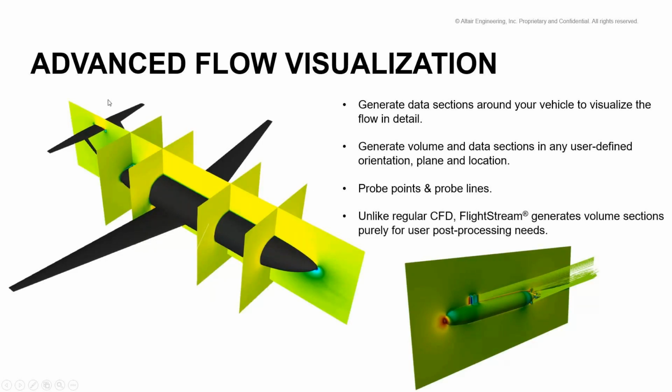So finally, coming to the advanced flow visualizations. Although we are saying from the start that the tool is based on the surface panel method, and that's why it's very fast, we are also talking about advanced flow visualization where you can generate various data sections around your vehicle to visualize the flow in great detail. You can have multiple section cuts at different locations, generate volume data, and have multiple probe points at different locations and probe lines on the nacelles and throughout the vehicle. You will be able to get the results like the regular CFD tools we have in the market.